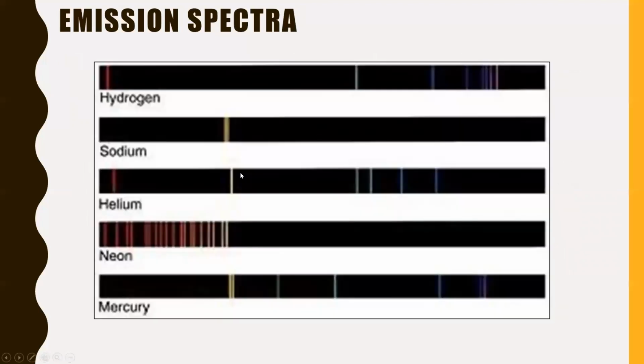Now, for some of the emission spectrum, for different things, this is a very blurry image, and I apologize, it's just the best one I could find real quick. Different elements will have different emission spectra, is what I'm trying to say here. So for hydrogen, it would look like this. For sodium, it would look like this. So notice the bright lines appear at different places. Helium, neon, mercury, you get the idea.